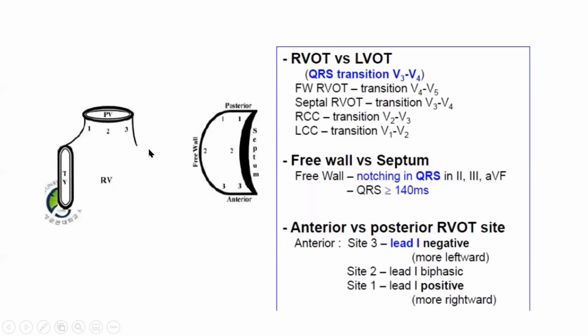And here is a schematic diagram for the RVOT: that's the tricuspid valve, the inlet, and the outlet, the pulmonary valve. And this is anterior, intermediate and posterior.